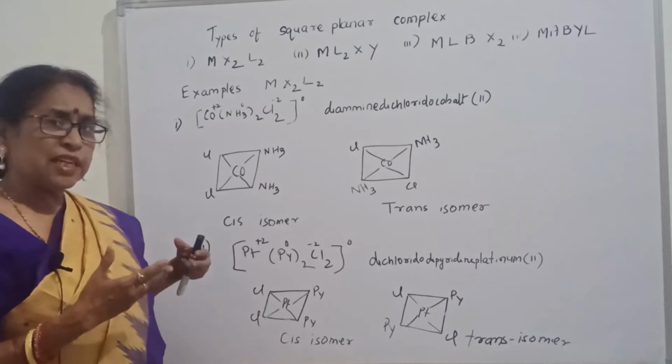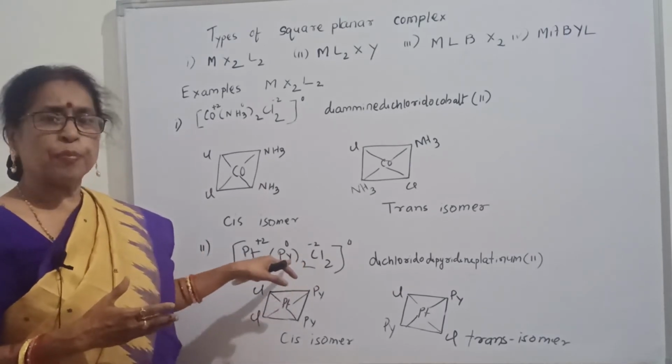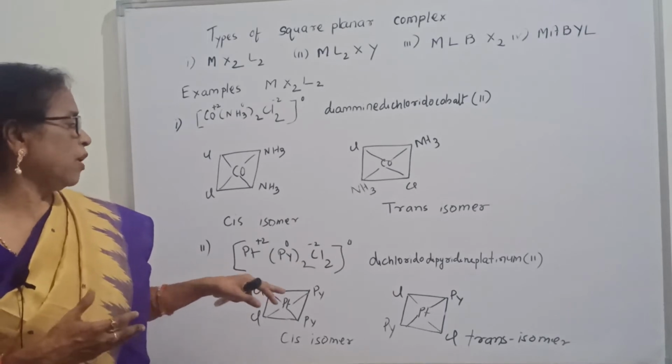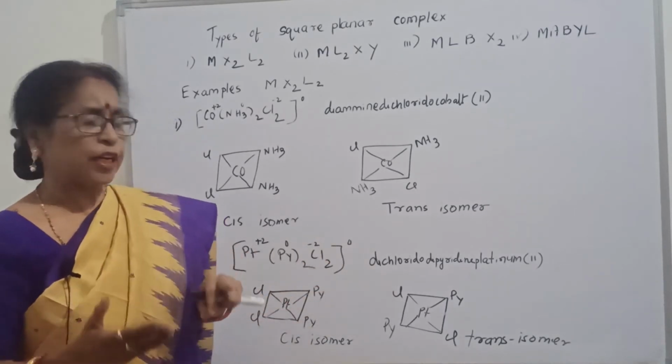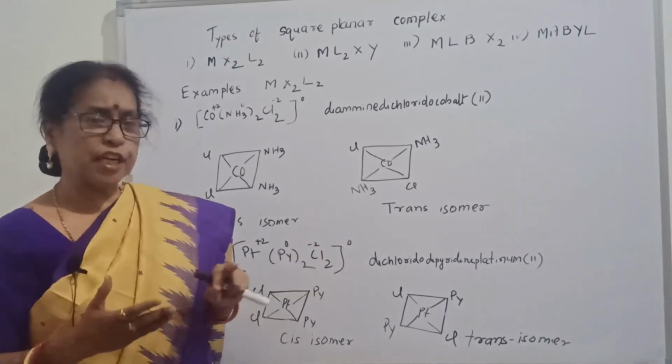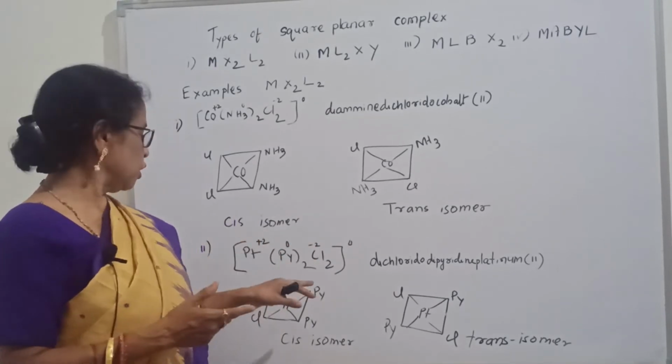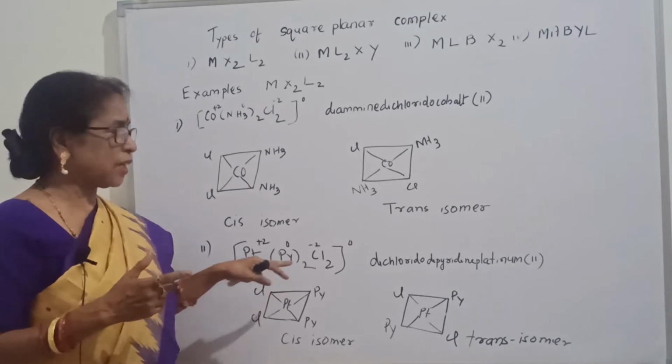So what is the name? Dichlorido, pyridine, and chlorido will come first, so C comes first. That is why dichloridodipyridineplatinum(II). Again see, dichloridodipyridineplatinum(II).